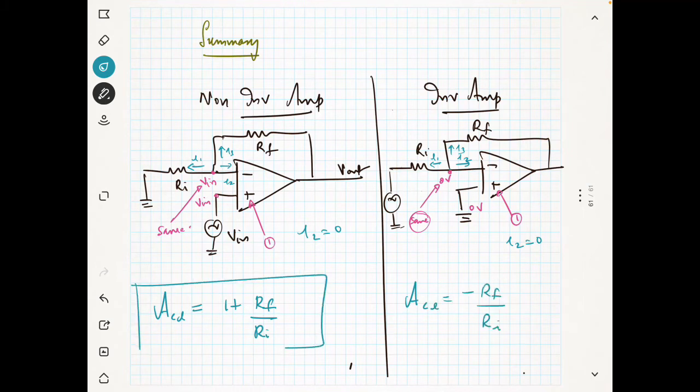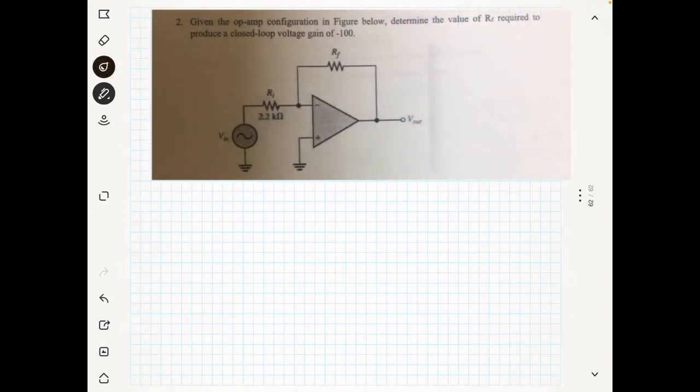So these are the two circuits. You should remember this. Now we will see one problem. An op-amp has been given, and you see here that the input is given here, and this terminal is negative. So this is an inverting amplifier. What is the gain of this amplifier in closed loop? The closed loop gain is minus RF by RI.